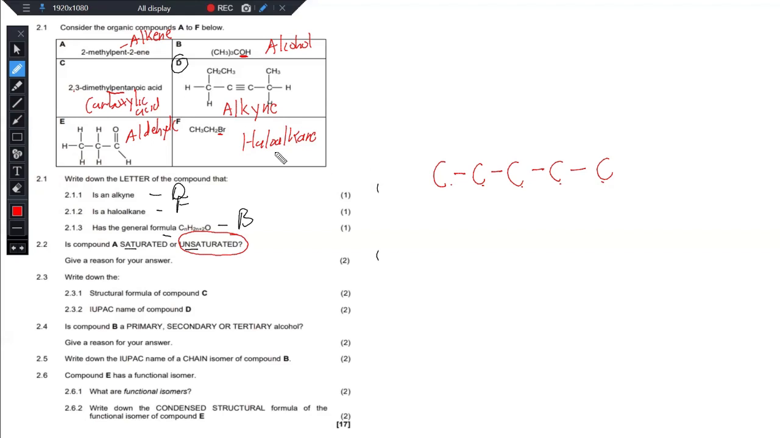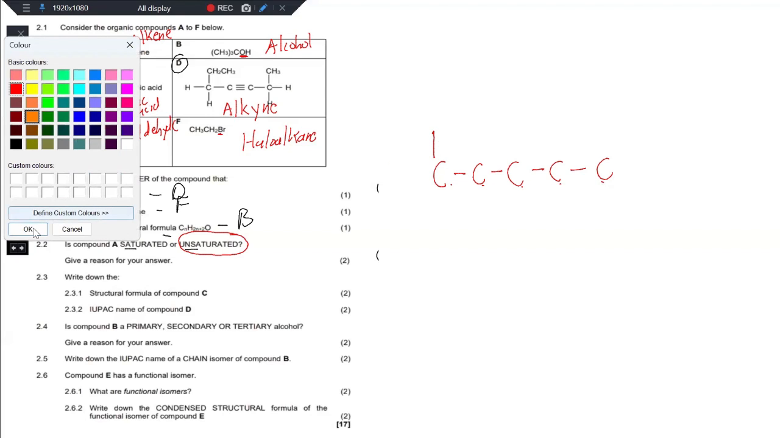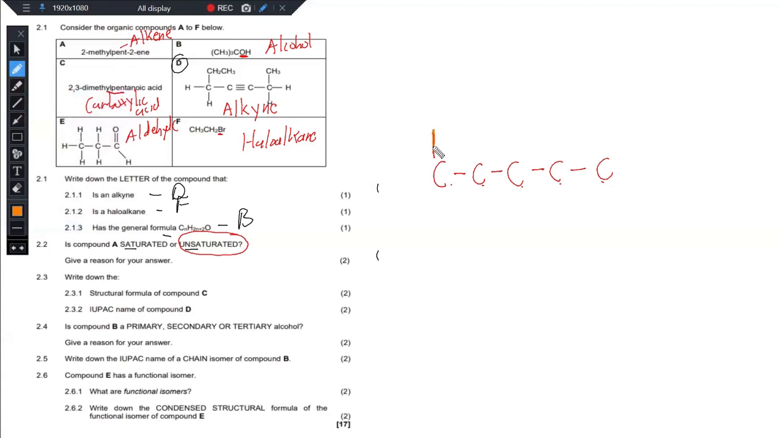Now we know that the functional group of the carboxylic acid is always attached to the first carbon. So let's indicate that on the first carbon. So we know that it is a double bond oxygen and then also OH. So this is what we know as the carboxyl group. The name of the functional group is carboxyl group.